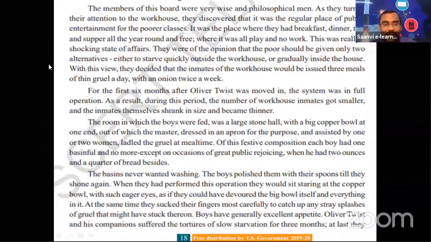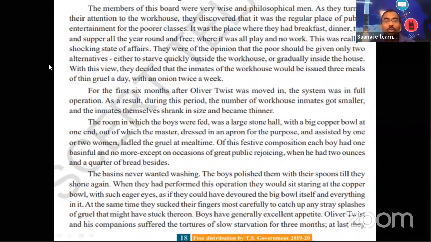Let me read that paragraph once again. For the first 6 months after Oliver Twist was moved in, the system was in full operation. As a result, during this period, the number of workhouse inmates got smaller, and the inmates themselves shrank in size and became thinner. Okay.